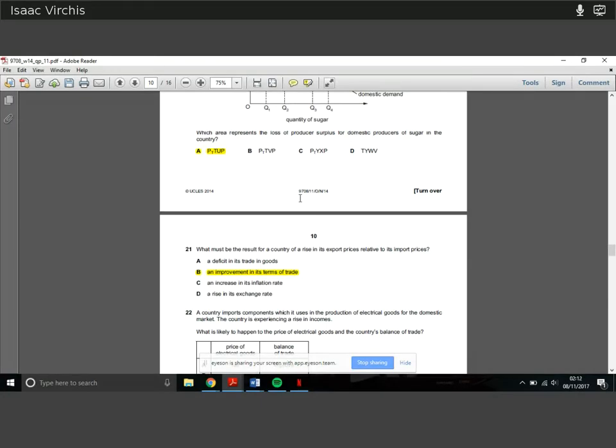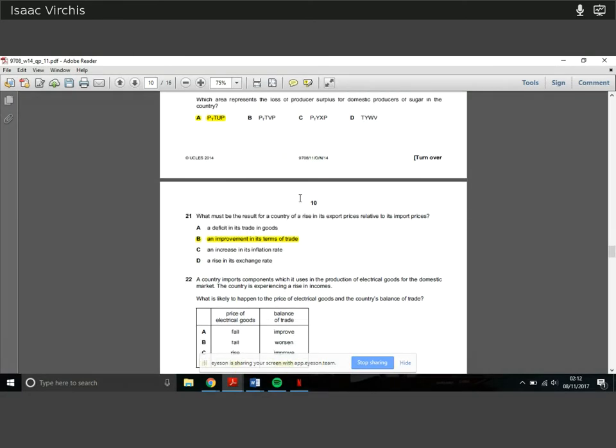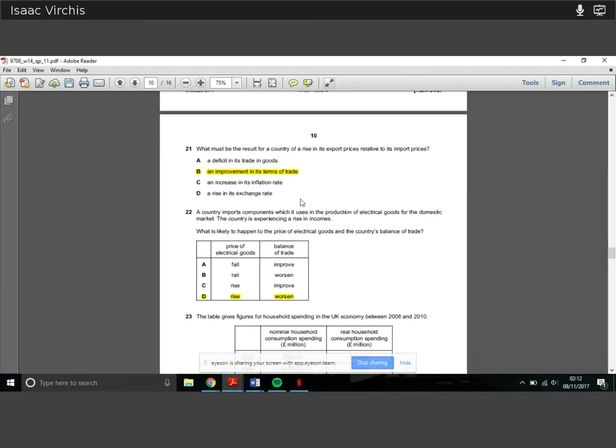Question 21. What must be the result for a country of a rise in its export prices relative to its import prices? When you have that, it's simple. You get an improvement in terms of trade. You know, terms of trade is the ratio of export prices to import prices. We want it to be high, so we want export prices to be more. We want to get more value from exports. And if you get export prices rising, then it's quite clear that you're going to have an improvement in your terms of trade. Kind of that horizontal definition is to do with the ratios of value between imports and exports.